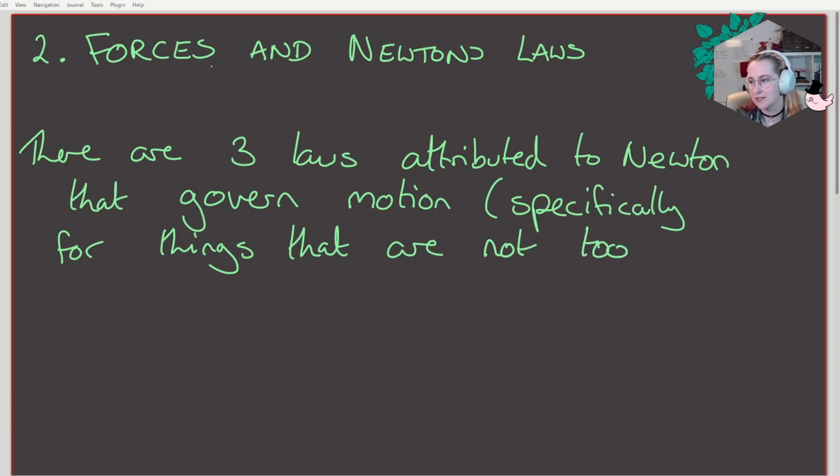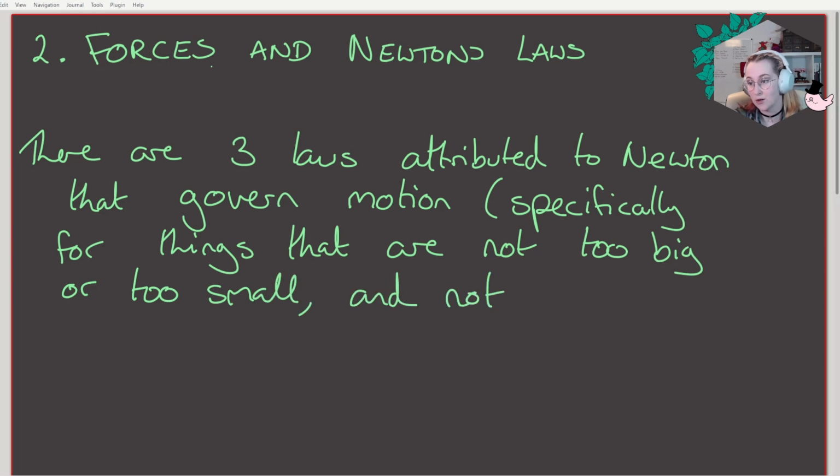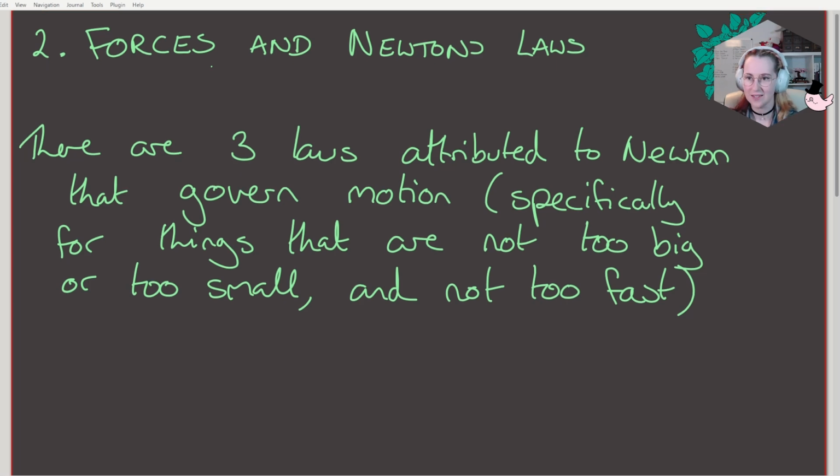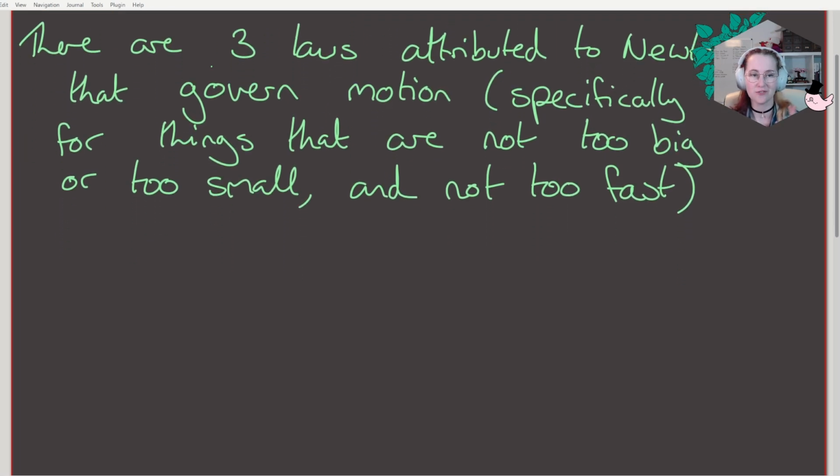So not too big. Small. And specifically not too fast. I think slow is fine. Like as slow as humanly possible is completely chill. But when you go too fast, you start getting into sort of special relativity. I think that's where that one applies. Is like when you start approaching light speed, we tap out. Okay. So those are our sort of conditions. But for relatively well-behaved things, Newton's laws of motion apply.